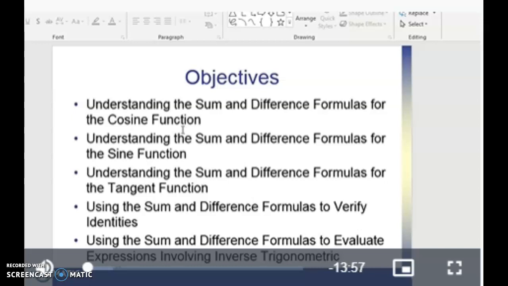Objectives are for you to obtain an understanding of the sum and difference formulas for the cosine function, sine function, and tangent function, as well as being able to use these formulas.